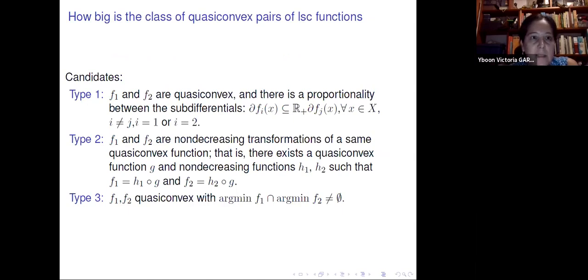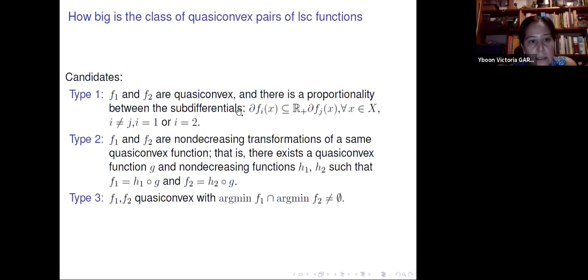After, we can ask how big is the class of quasi-convex pairs of lower semi-continuous functions? There are more candidates, but here I put only three that satisfy the condition. The first, type 1, is the functions that have a proportionality between the differentials, like that. This is more or less to say that the cones generated by the differentials of the two functions are equal.